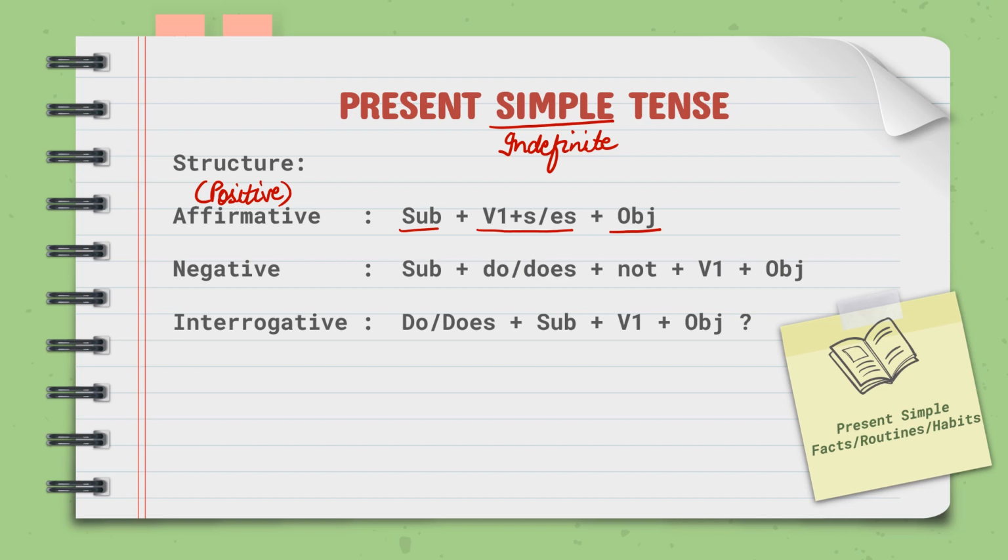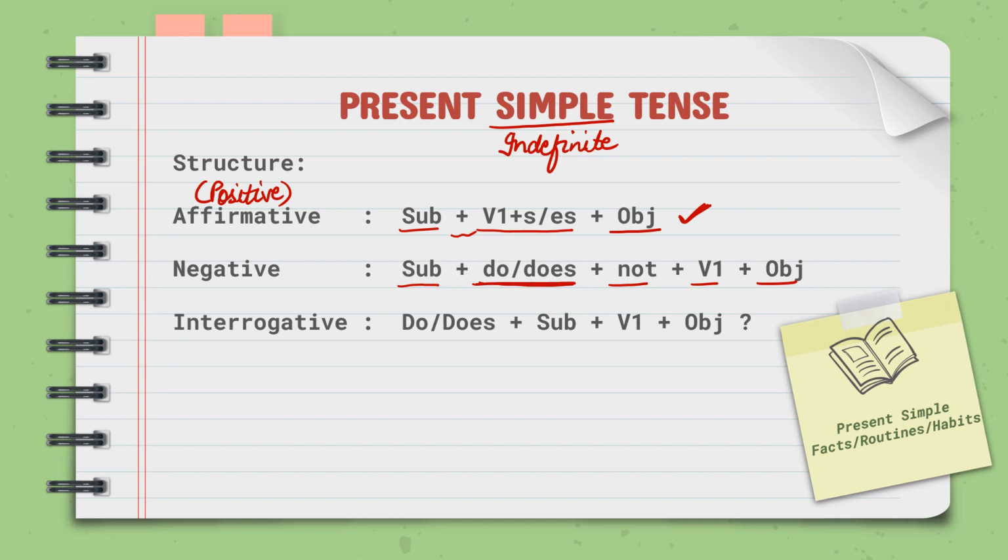Next we have structure of present simple negative sentence, which is subject plus do does plus not plus V1 plus object. Remember one thing: to convert an affirmative sentence into negative, we have to add not. And not is always used only after a helping verb. And as we can see in our affirmative sentence, we did not have any helping verb. So we have to add one. And the helping verbs which are used in present simple tense are do, does.